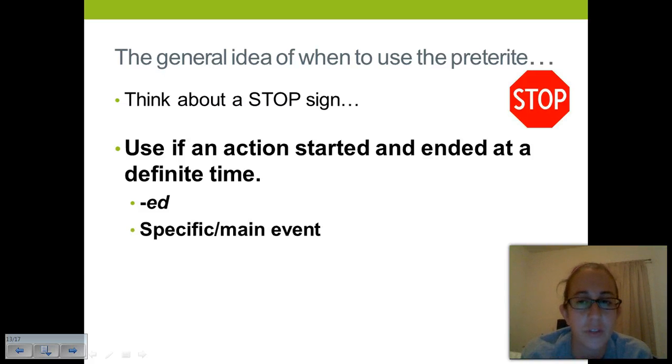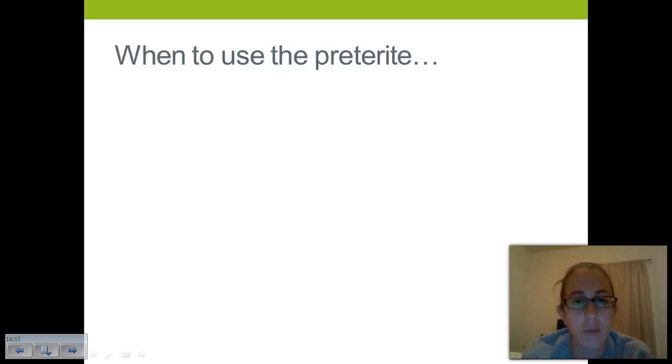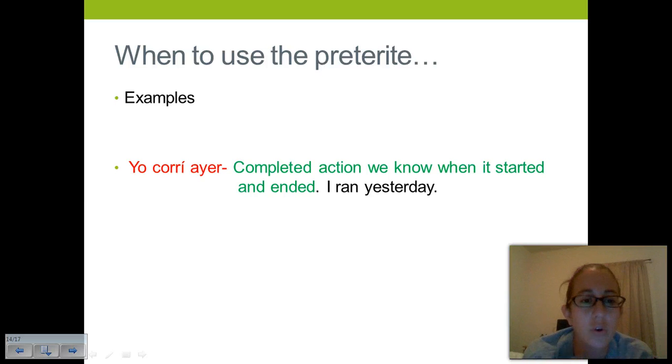And then we also use the preterite if it's a specific or main event. And I think that definition will make a little bit more sense as we go through our notes here in a little bit. Okay? Here are some examples of when to use the preterite. Yo corrí ayer is a completed action. We know when it started and ended. So I ran yesterday, done, boom, alright.